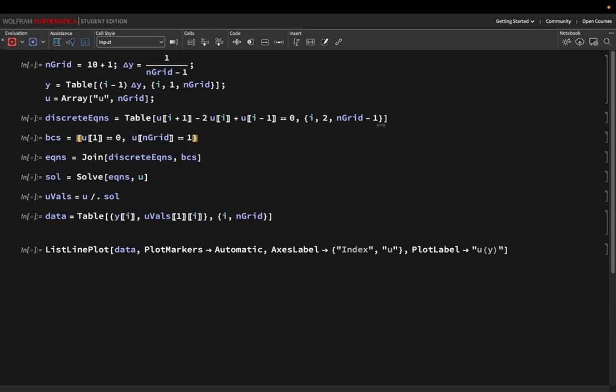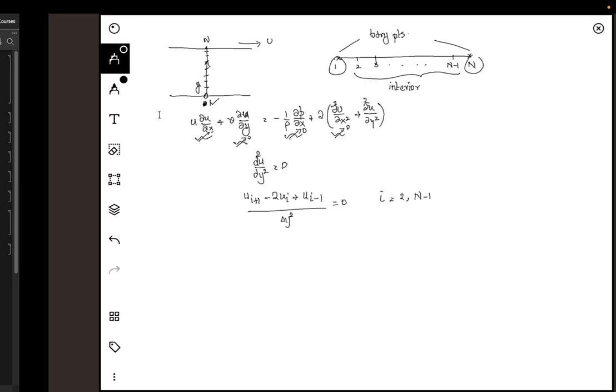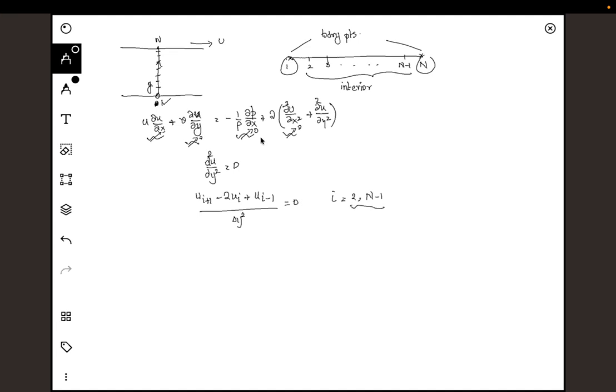So how many equations do I have here? 2 to n minus 1 will be n minus 2 equations, and I have 2 boundary conditions. So in total I have n equations, and I have n unknown variables. So this is a system of equations that I will be solving.